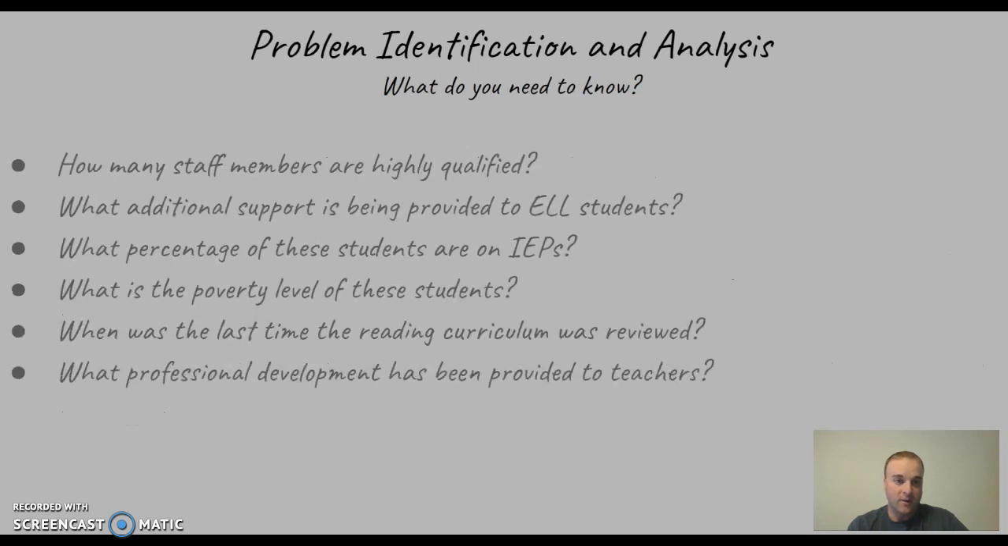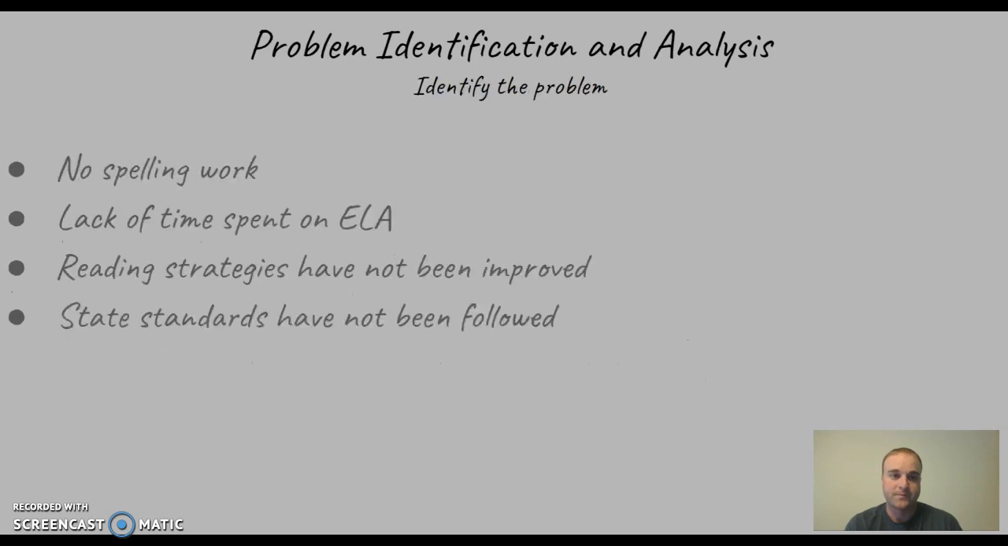What do you need to know? How many of these staff members at Truman Elementary School are highly qualified? What additional support is being provided to our ELL students? What percentage of these students are on IEPs, and how are we helping them, and what are we doing for them? What is the poverty level of these students? When was the last time the reading curriculum was reviewed? What professional development and other resources have been provided to our teachers for their improvement?